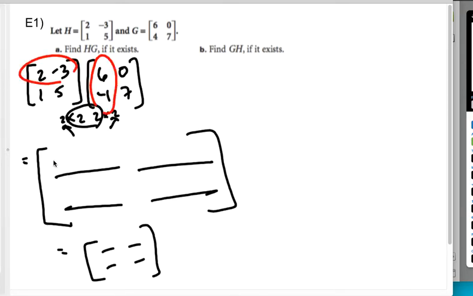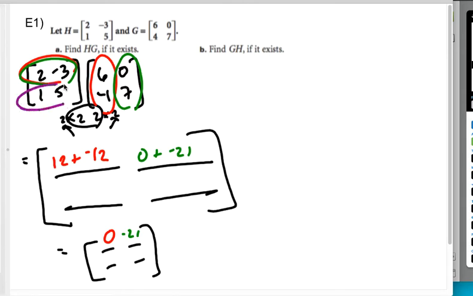All right, so let's start with row 1, column 1. 2 times 6 gives me a 12, and I'm going to add that to a -3 times a 4, which is a -12. So that's a 0. 2, -3, and the 0, 7 is going to be a 2 times 0, which is 0, plus a -21, which is just going to be a -21.